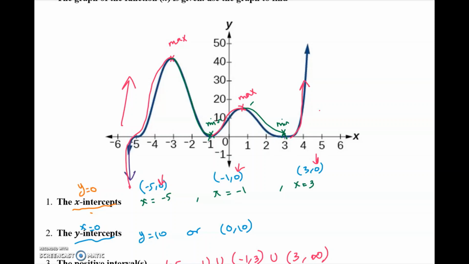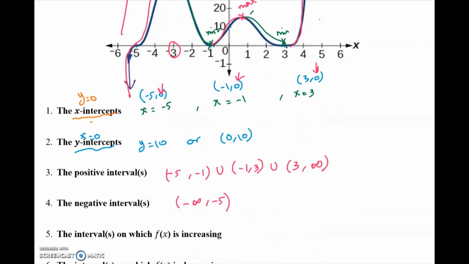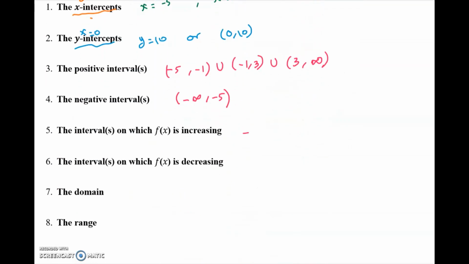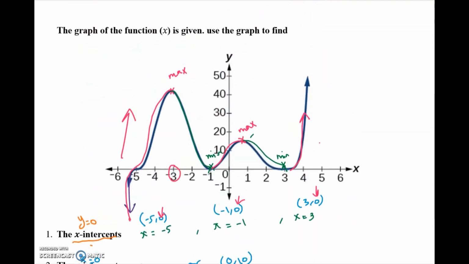So what happened? The function was increasing from negative infinity all the way to this point, and this point was negative 3. So I can say the function is increasing from negative infinity to negative 3. It was increasing until it reached the maximum point. At the maximum point, it kind of stopped for a second. So I'm going to keep it open. I'm not going to include it. Union.